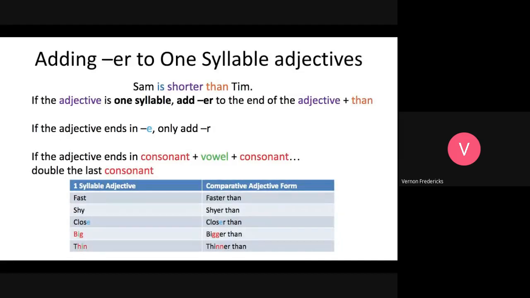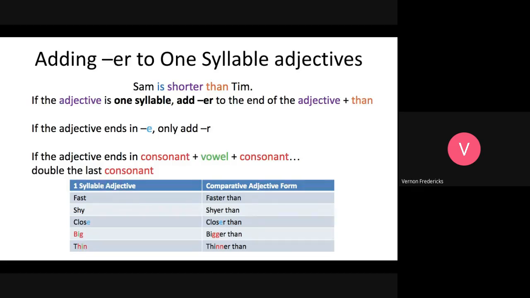Adding er to one-syllable adjectives. Sam is shorter than Tim. So this is the rule. If the adjective is one syllable, add er to the end of the adjective plus than.